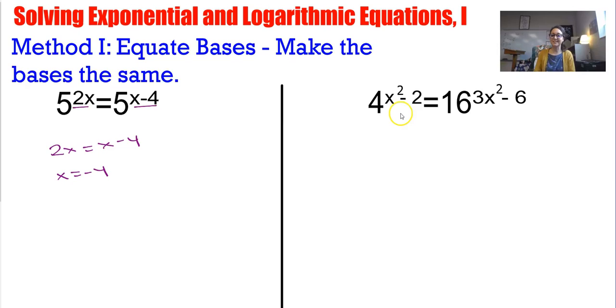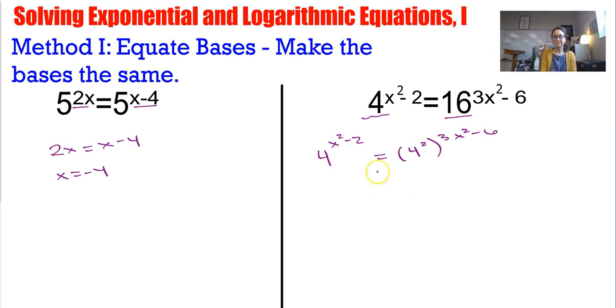Now, for the second example, notice that our bases are not the same. However, I can write 16 as a power of 4. So that's what I'm going to do first. I'm going to keep the left side as is, and write the right base as a power of 4. So 16 is the same as 4 squared, and then I still have this power of 3x squared minus 6.